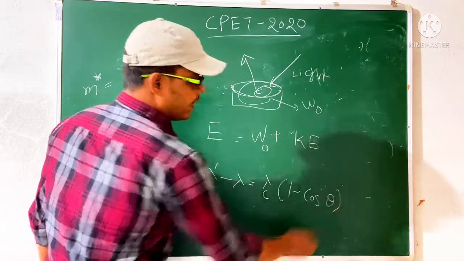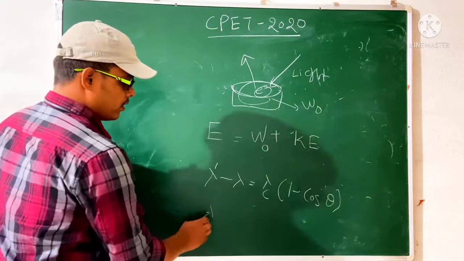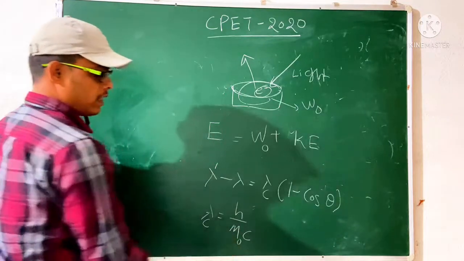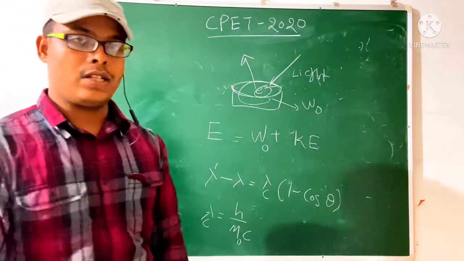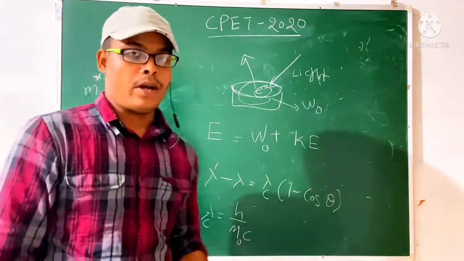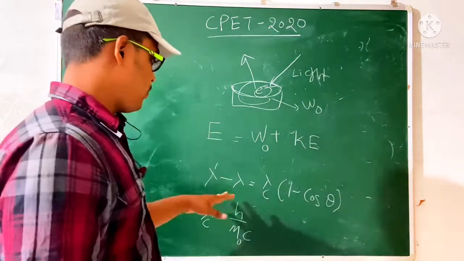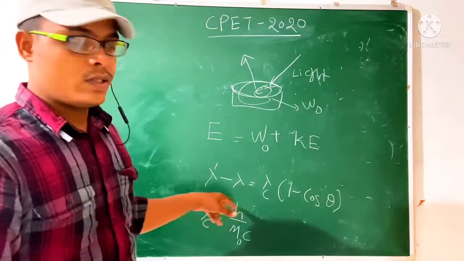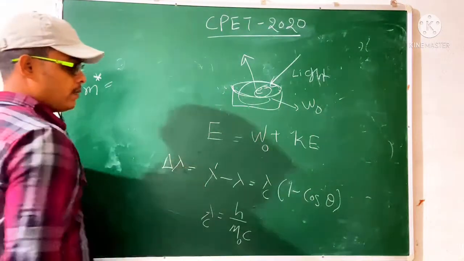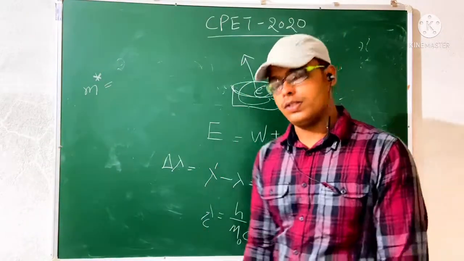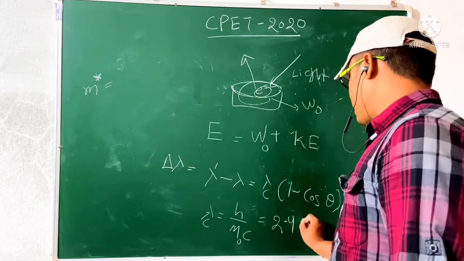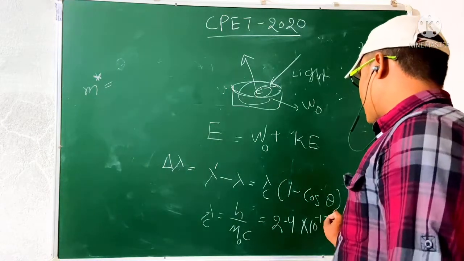So theta is the scattering angle. What is lambda c? This is the Compton wavelength, that is h by m0 c, where m0 is the rest mass of the electron and c is the light velocity. So lambda prime minus lambda equals h by m0 c into 1 minus cos theta. This is one incident, another is reflected. So this is the change in wavelength, equal to h by m0 c into 1 minus cos theta. I think this value is 2.4 picometer, that is 10 to the power minus 12.